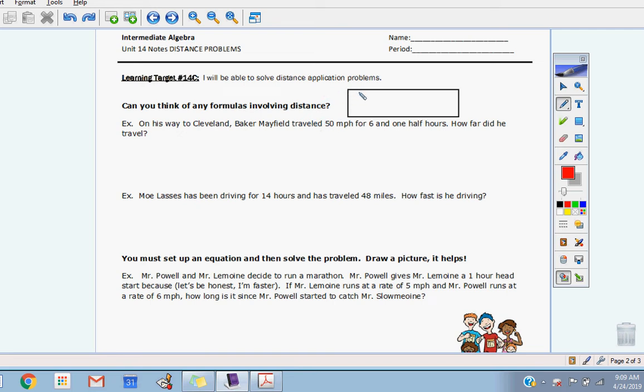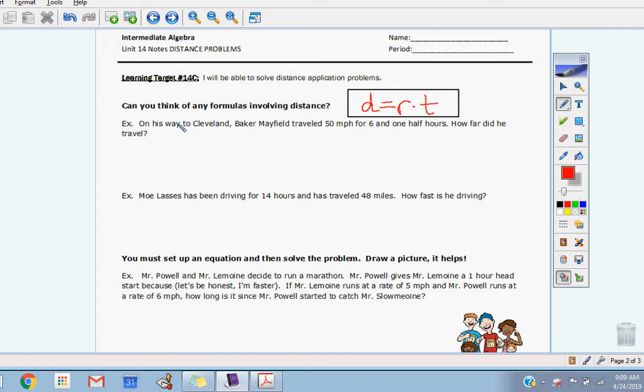Now, the formula for distance, you have seen this one before in your life. Basically, the distance is equal to the rate times the time, okay? So if you are going 60 miles per hour, you are going a rate times a time, and that equals a distance. So that's what we're gonna do.